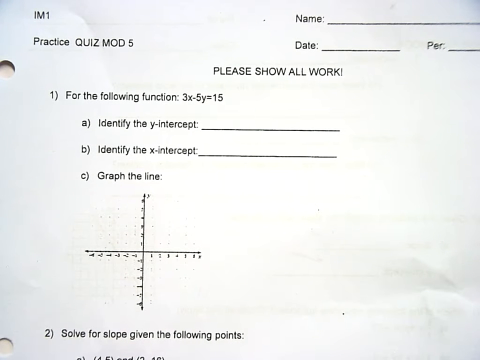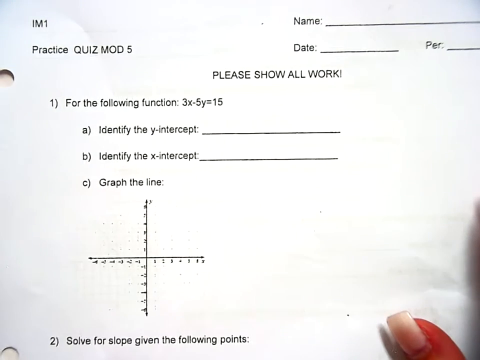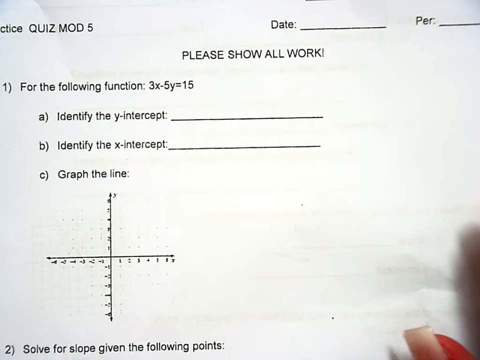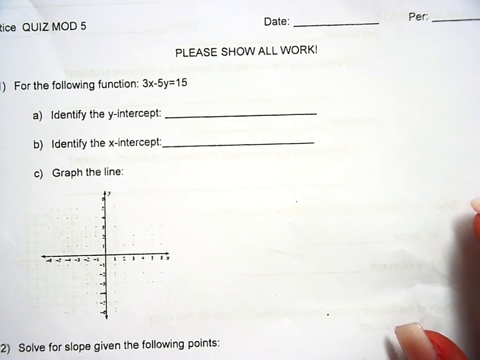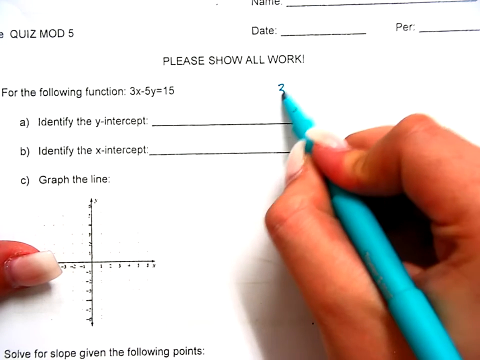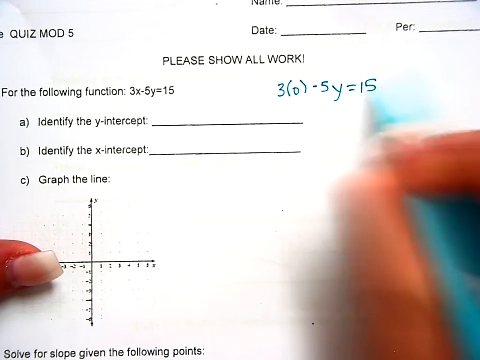Alright guys, here are the answers to the Module 5 practice quiz. So first problem, we're asked to find the y and x intercepts. Remember, if I want the y-intercept, I'm going to make the opposite variable 0. So if I want the y-intercept, we're going to make x 0. And then you just need to solve for y.